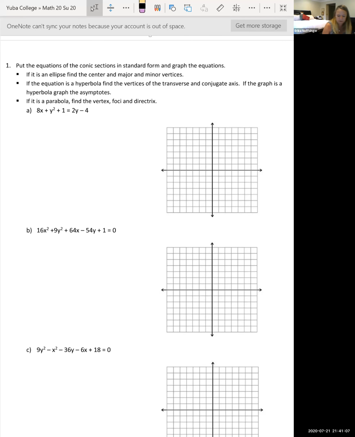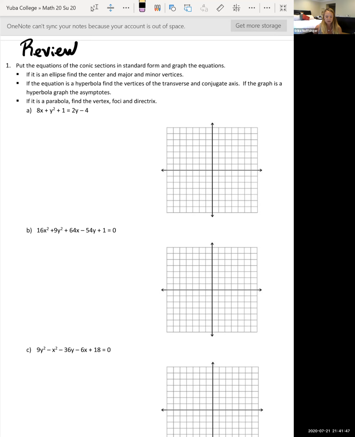So we're starting to review for the final and go over material from the last exam, since that's what we're going to see on the final. The following question says, put the equation of the conic section in standard form and graph the equation. If it is an ellipse, find the center and the major and minor vertices. If the equation is a hyperbola, find the vertices of the transverse and conjugate axes, and graph the asymptotes. If it is a parabola, find the vertex, foci, and directrix.